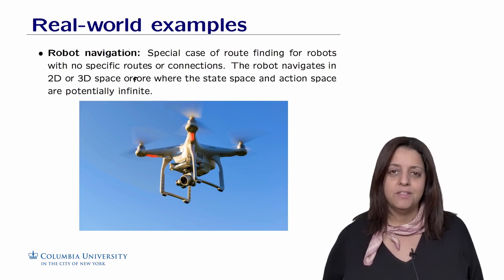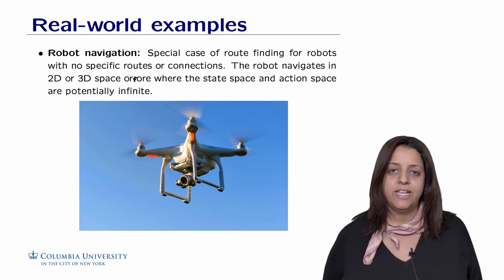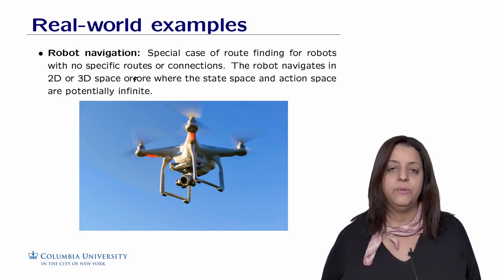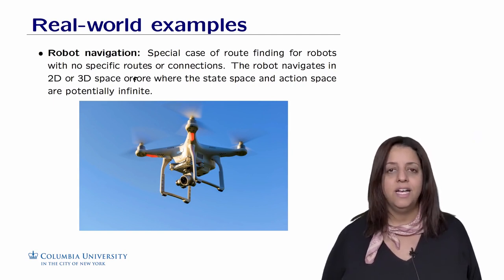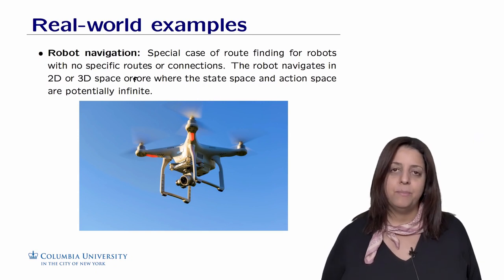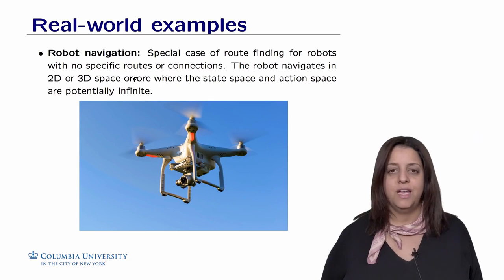Robot navigation is another special case of route finding for robots with no specific routes or connections. So you don't have a map to rely on to go from point A to B. Rather, we have a continuous space in 2D or 3D in which the robot needs to navigate and move around. So the state space and action space here are potentially infinite, and you need to optimize the search through this space to find the path to the goal that we want to achieve, which is moving the robot from one point to another.